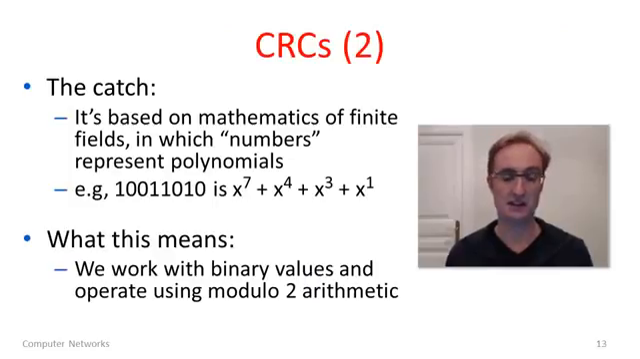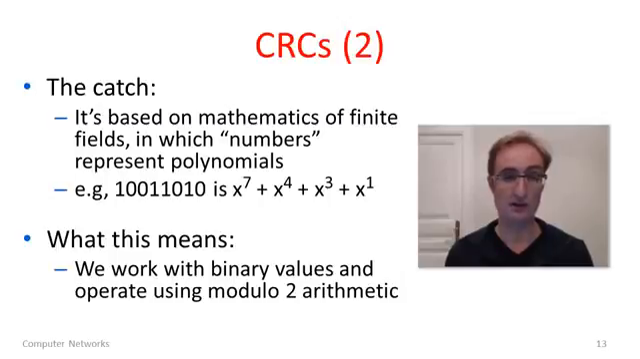The catch for CRCs is that we need to do all of this based on the mathematics of finite fields. The binary sequences here represent polynomials. So in fact, this binary sequence here represents this polynomial. You can see there's a 0 there for x to the 0, or 1. There's 1x to the 1, no x to the 2's, 1x to the 3, 1x to the 4, no x to the 5's, no x to the 6th, and 1x to the 7. Boy, this could be complicated.